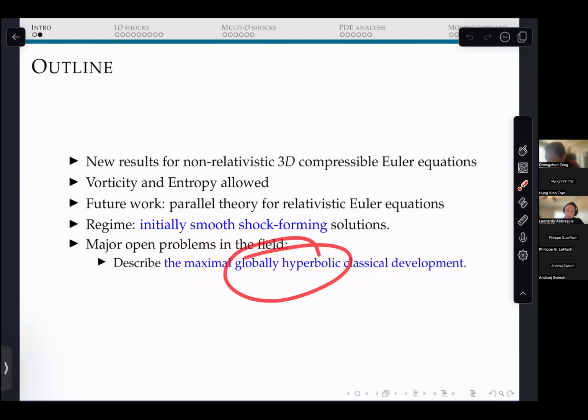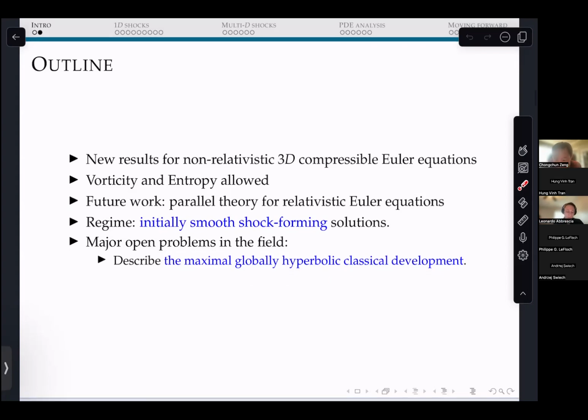And what does globally hyperbolic mean? I can tell you the rigorous definition if you want. These are wave equations, so there's an intrinsic Lorentzian metric associated to them. I don't want to get into the detailed definition of what globally hyperbolic means, but it means that causality is preserved in terms of finite speed of propagation with respect to the sound speed. So that's what globally hyperbolic means.